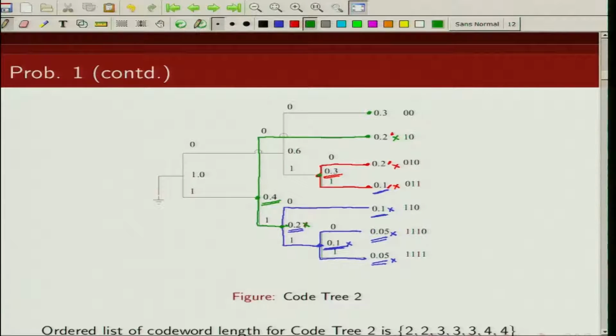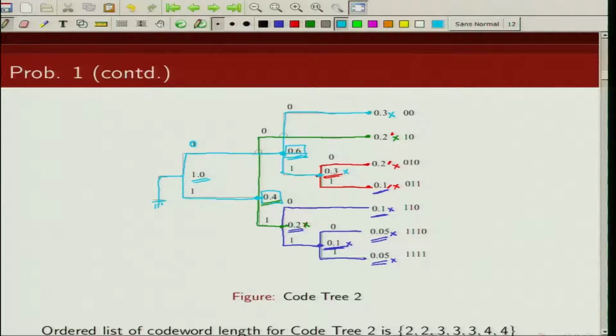Now we have an active node with probability 0.4, one with probability 0.3, and another with probability 0.3. We combine these two nodes, create a new node with probability 0.6, and deactivate these two nodes. Now we have two nodes left, one with probability 0.6 and one with probability 0.4. We combine them and make this the root node with probability 1.